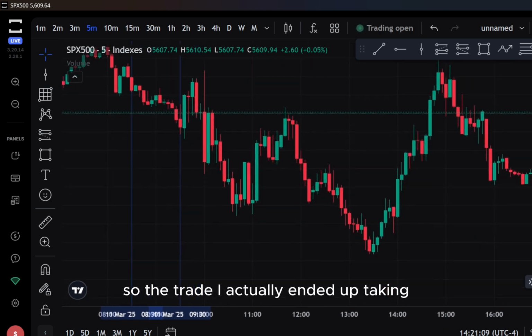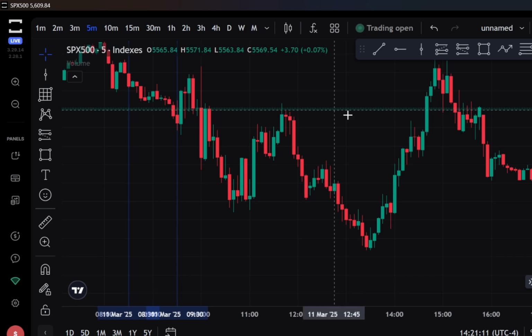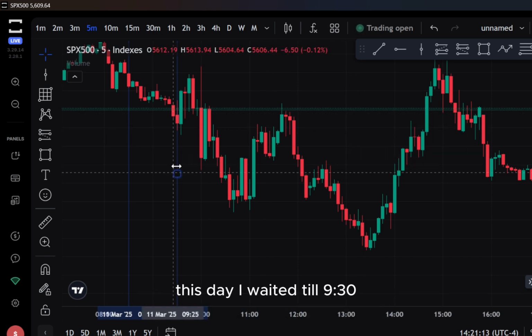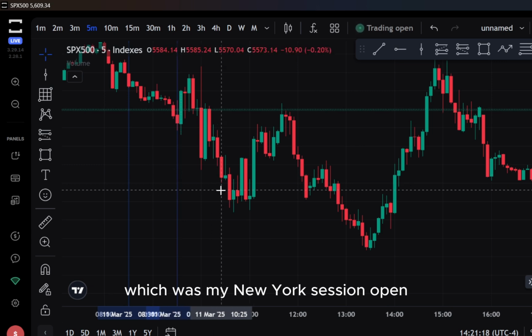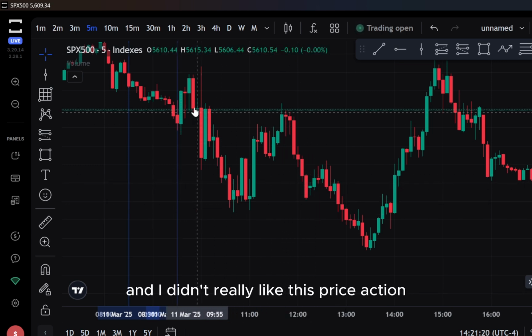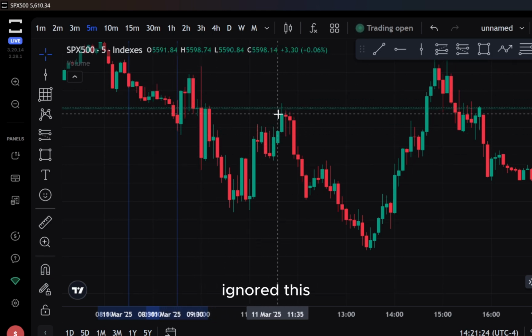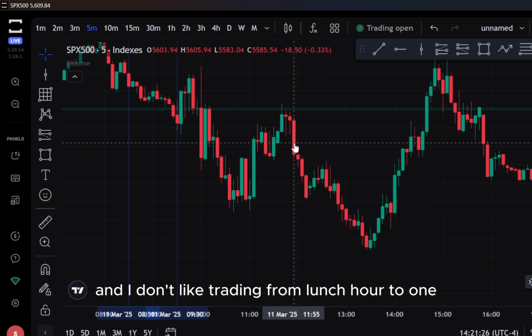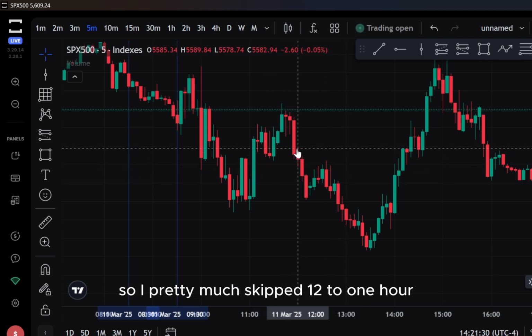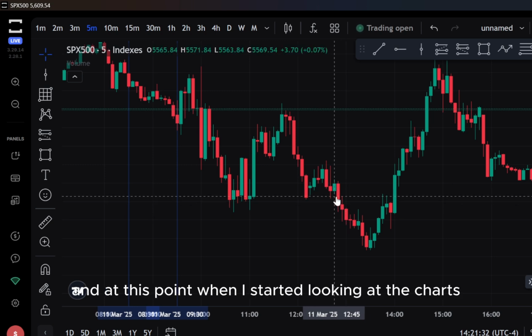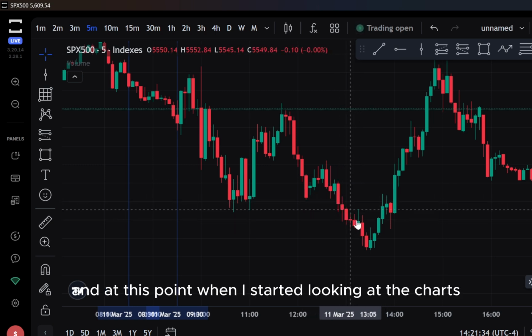and you can make thousands of dollars in very small moves. So the trade I actually ended up taking this day, I waited till 9:30, which was my New York session open, and I didn't really like this price action, so I ignored this. I don't like trading from lunch hour to 1, so I pretty much skipped 12 to 1. And at this point, when I started looking at the charts, we were in a downtrend.